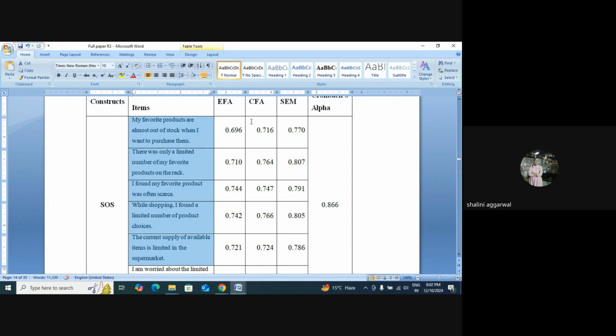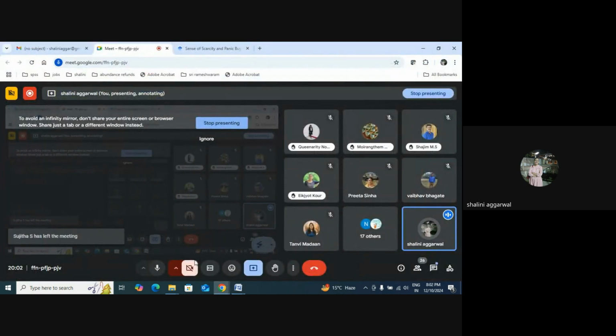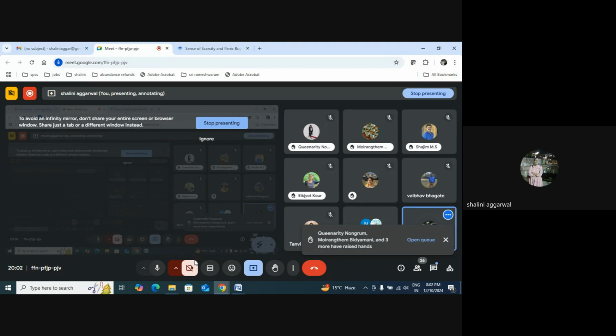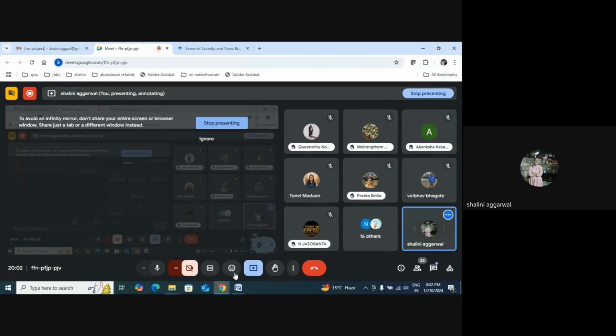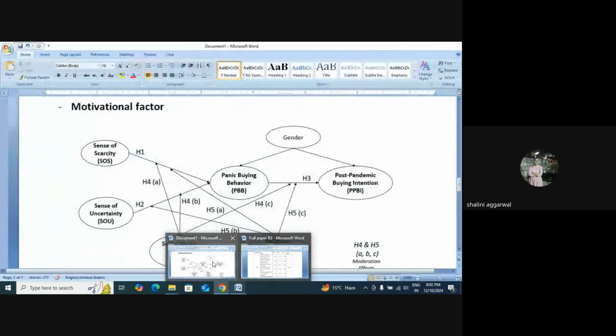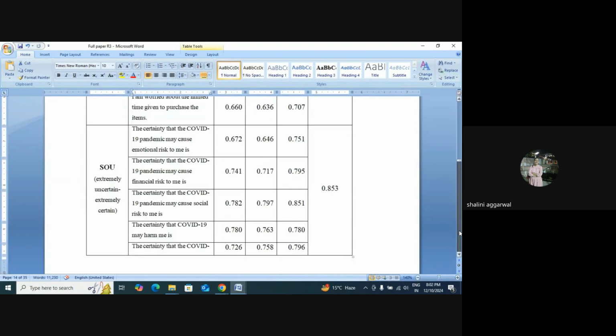So what is the very first step? Applying EFA, that is exploratory factor analysis. So this is a tool to see whether all the statements that we have taken fit into our variable or not. Are you all getting me at this? Does everyone understand this? Are you able to understand? Please raise your hands. Okay. So this is what is important, right?